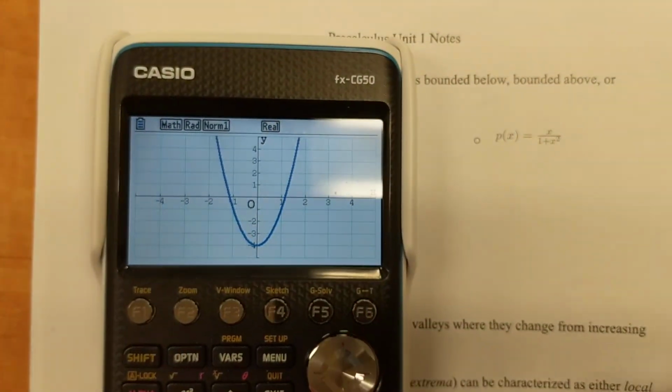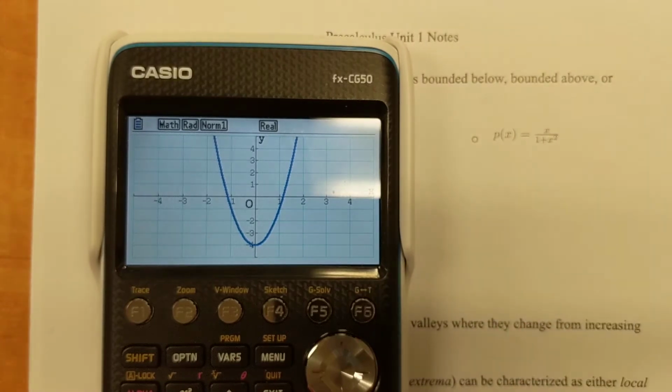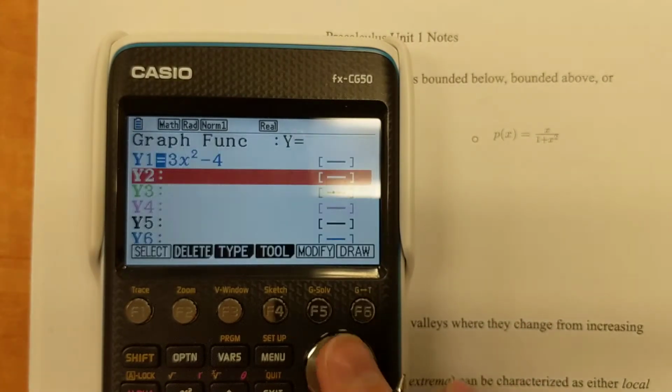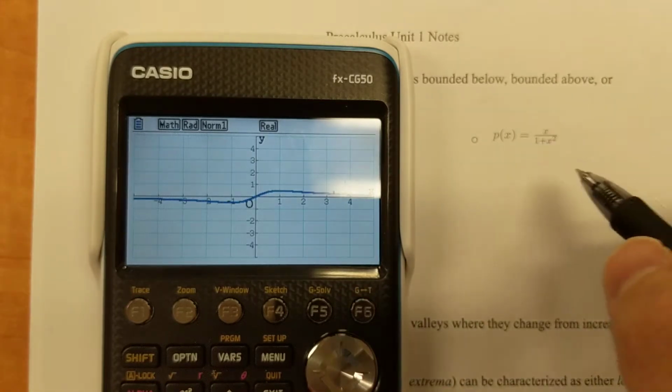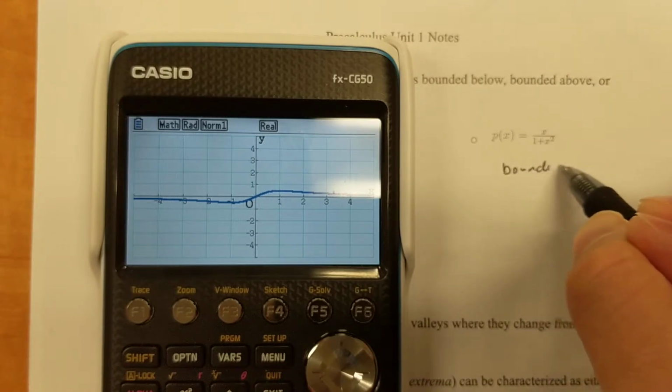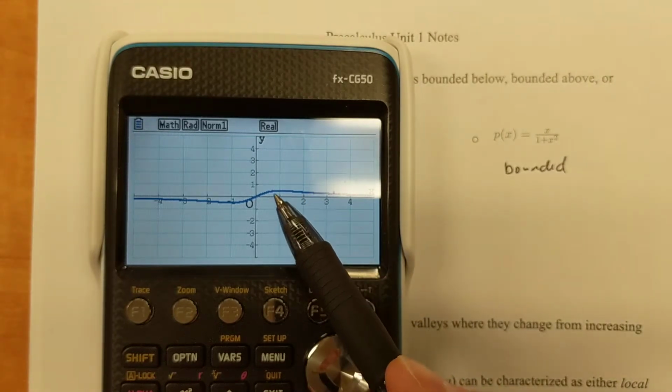And then we'll do this one. That's x over 1 plus x squared. So that is bounded in general. It never goes above or below a given value.